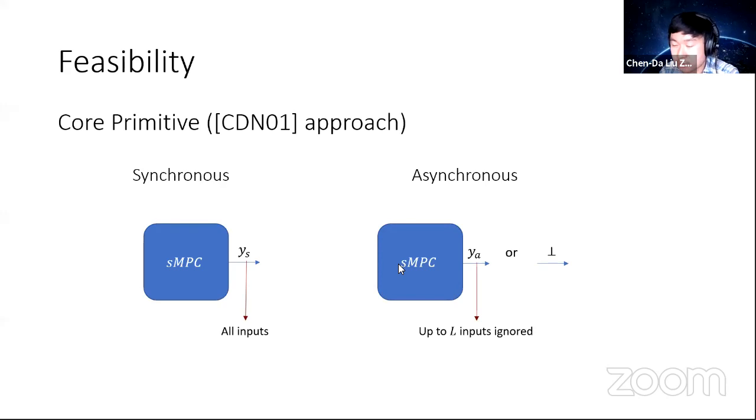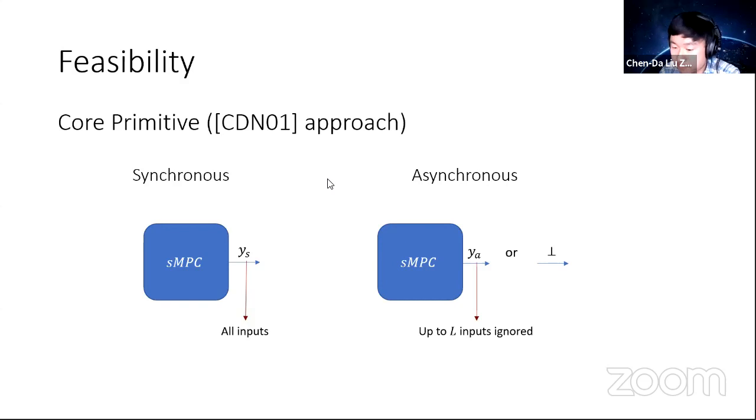So let's get an overview of our construction. What we do is we rely on a core primitive, which is basically an enhanced synchronous MPC protocol that not only gives all the guarantees that we would like to have when the network is synchronous, but also achieves reasonable guarantees when the network is asynchronous, meaning that every party gets an asynchronous output, which is allowed to ignore a bunch of inputs, or everyone obtains ⊥. And the way we achieve this is following the CDN approach, Cramer, Damgård, and Nielsen, which is based on threshold homomorphic encryption.